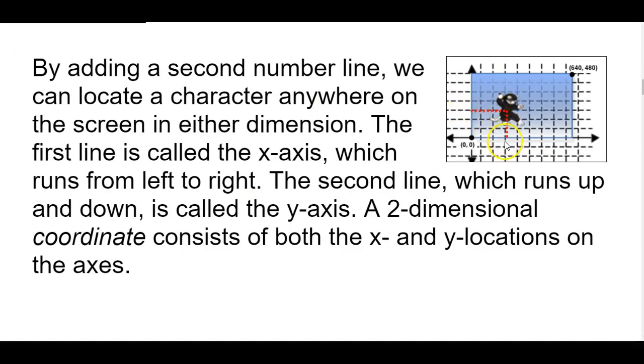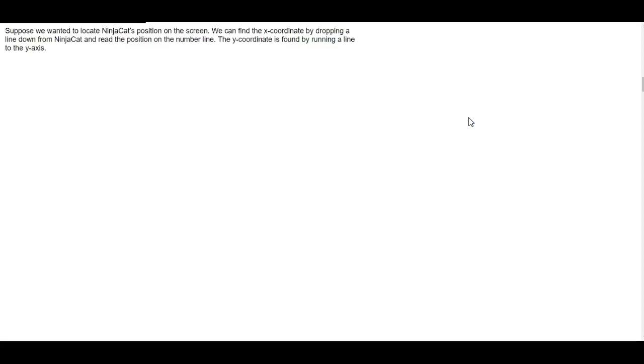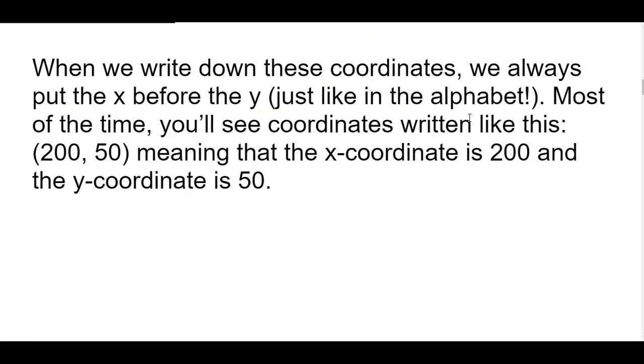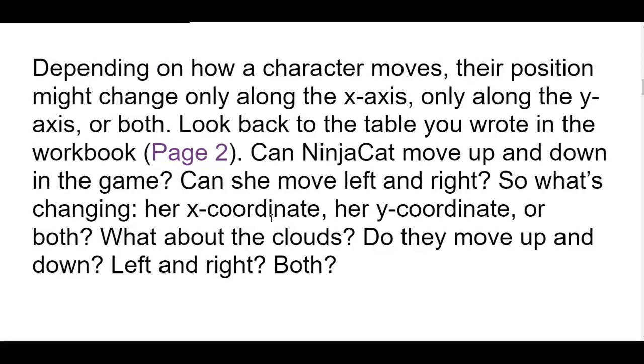Check this one first. This is the x-axis, and that'd be the first number recorded, and then check this one second for the y-axis, right? Okay? We write them down in that order. So when you see 200, 50, that means the x-coordinate is 200 and the y-coordinate is 50.